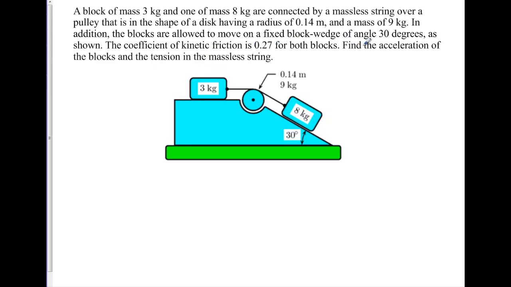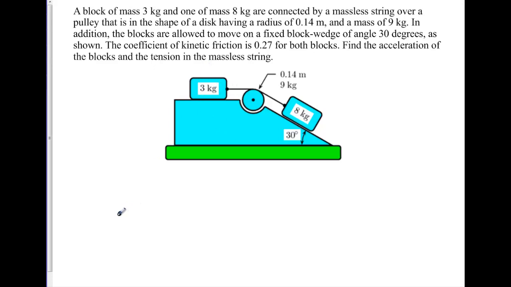What we're going to do here is find the acceleration of the blocks and the tension in the massless string. To do a problem like this, we're going to make the assumption that the system is going to move to the right, basically because you have a lot larger mass here. So to set up this problem, the first thing you want to do is draw yourself some good free body diagrams. We're going to draw one of the 3 to start out with.